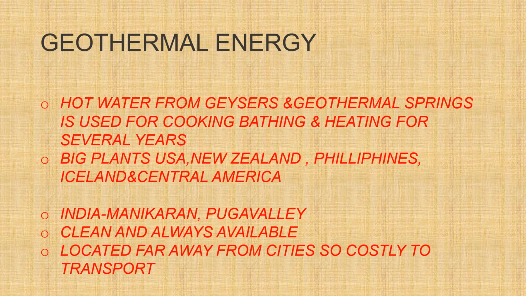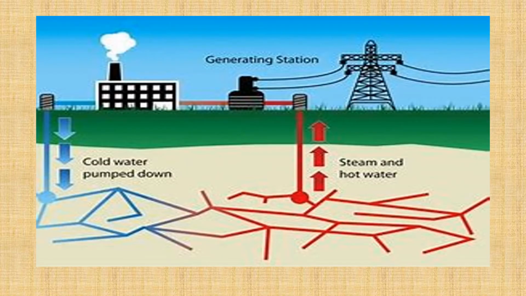It is clean and always available. It has some disadvantages as these are located far away from cities, so it is costly to transport. With the help of this diagram, try to understand how electricity is generated using the interior heat of the earth.